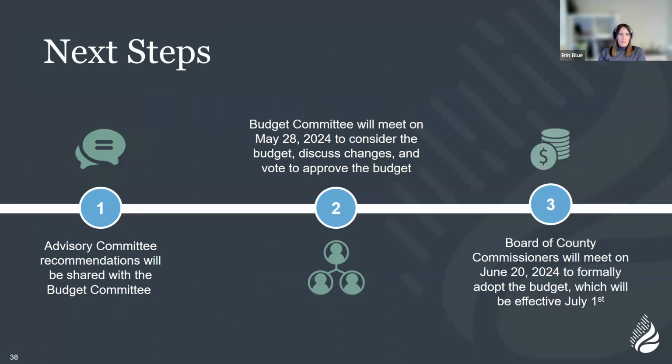Okay, so West's Budget Committee is scheduled to meet on May 28th, 2024. Thank you to the members of this advisory committee who are dedicating time to serve on the Budget Committee. We really value that participation and your input. That meeting is at 10 a.m. And at that meeting, our Budget Committee, which consists of the 5 from this committee, as well as the Board of County Commissioners, will consider the budget, discuss any changes, and then vote to approve the budget. From there, the Board of County Commissioners will convene on June 20th to formally adopt the budget and make appropriations. The input from this committee's recommendations will be shared with the Budget Committee at that May 28th meeting.